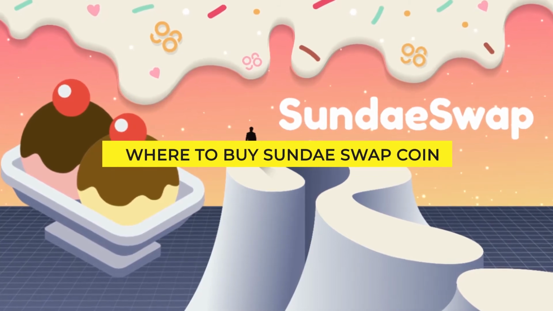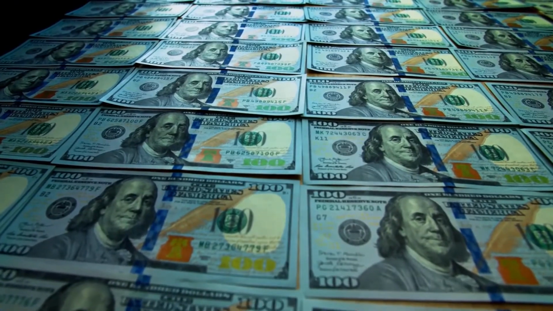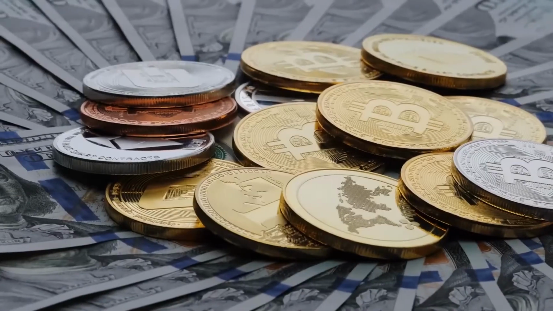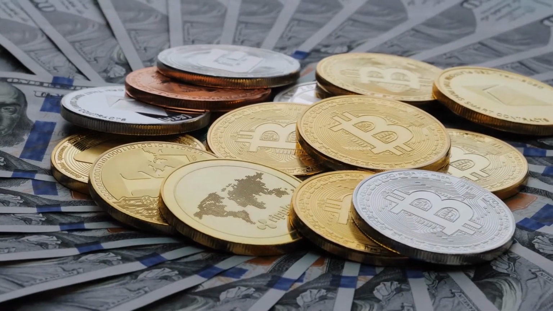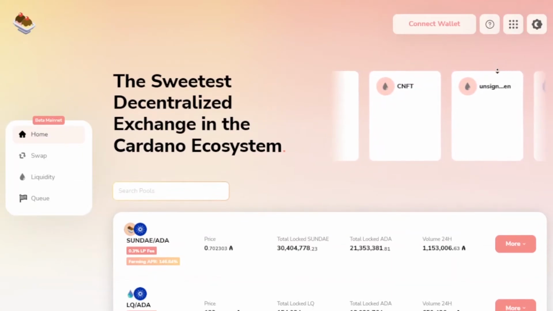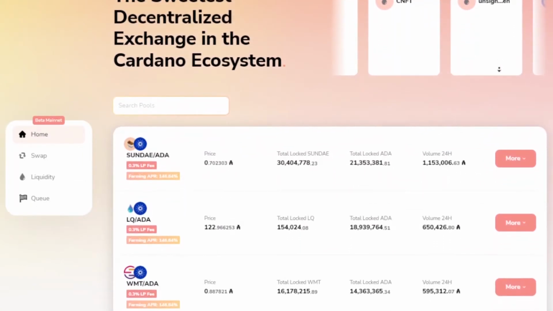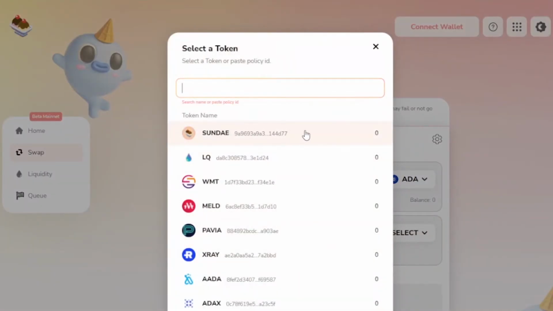Where to buy Sundaeswap coin? Sundaeswap can be purchased and sold using fiat currencies, that is, either the US dollar, Canadian dollar, euro, and so on, or a cryptocurrency like Bitcoin, Ethereum, or Cardano. And it costs less. You will also be able to get the token either through an ISO, swapping it on the DEX, or providing liquidity to the protocol. Sundaeswap's native coin is the SUNDAE token.